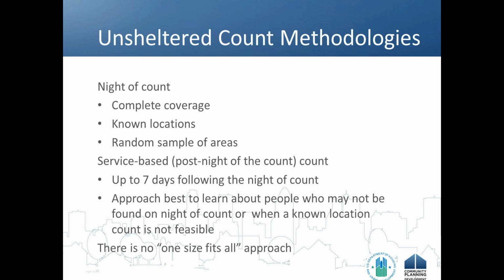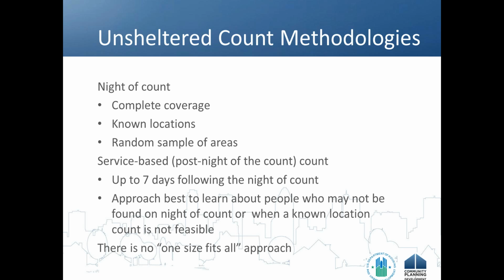So with the night of the count approach, there's really three core ways of doing that. You can do a census or a complete coverage. You essentially canvass the entire area. Many continuums are still doing that, although it's difficult. Obviously, the larger you are, the harder it is to cover.